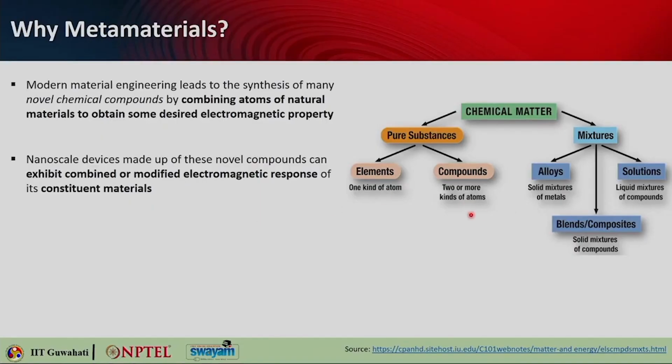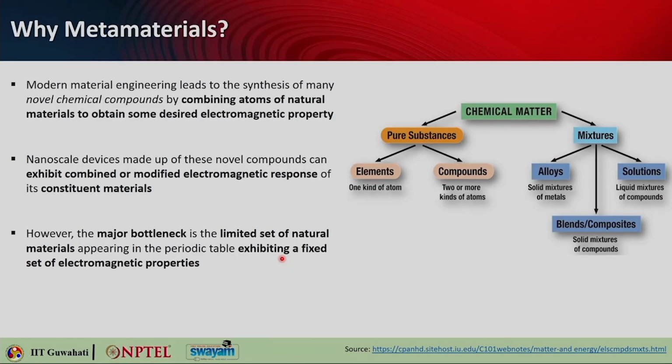Now, nanoscale devices made up of all these kinds of compounds basically exhibit a combination of the electromagnetic properties, or we can say modified electromagnetic properties, of their constituent materials. So the chemical composition of the material plays an important role, and in doing so, the main bottleneck, or the limiting factor, becomes the limited set of materials available to play with.